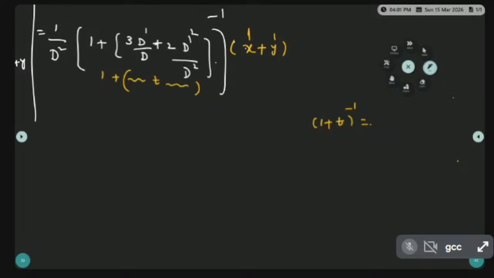May I know the answer for this binomial expansion? 1 minus t, t square solution. How you decide the last term of the sequence? How it will be decided? Where to stop?